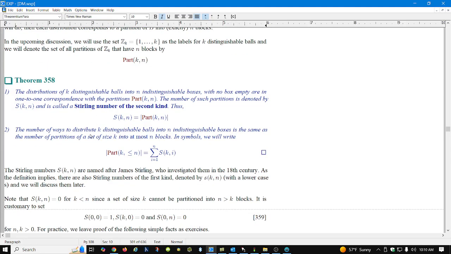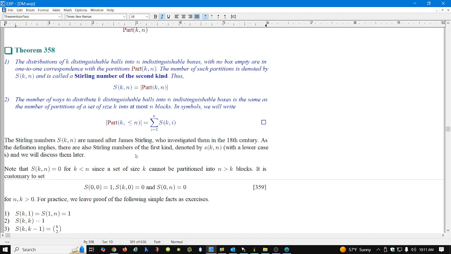So the number of ways to distribute k distinguishable balls into n indistinguishable boxes with no restrictions on empty or non-empty is the same as the number of partitions of a set of size k into at most n blocks. So we take the sum. And I'll use this notation. I don't think I'm going to use it again, but I just wrote it here. This would be the set of partitions of a set of size k into at most n blocks.